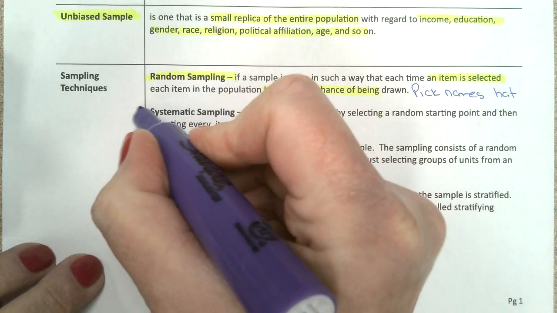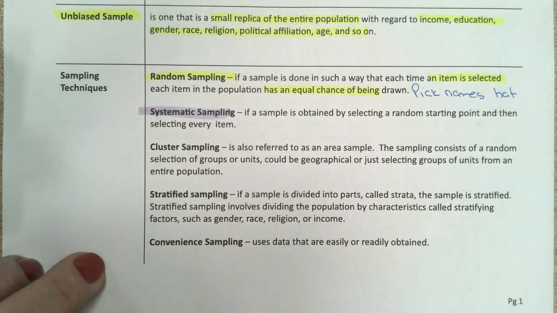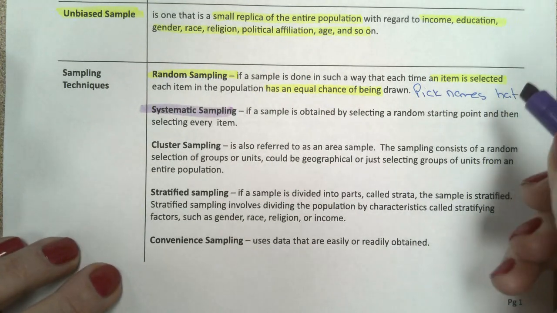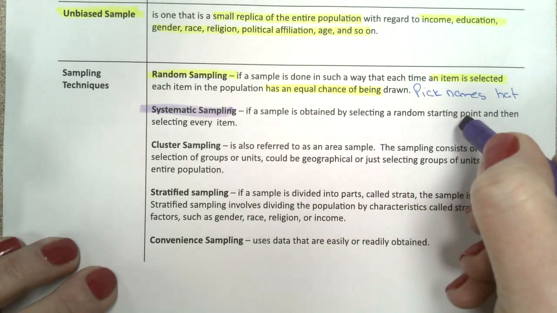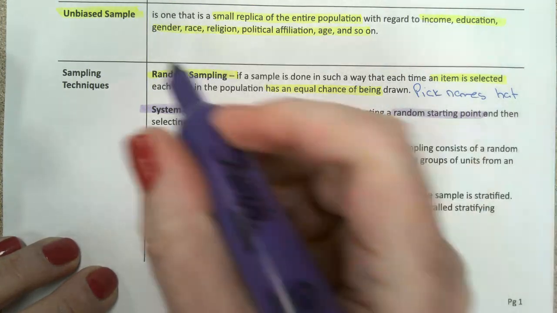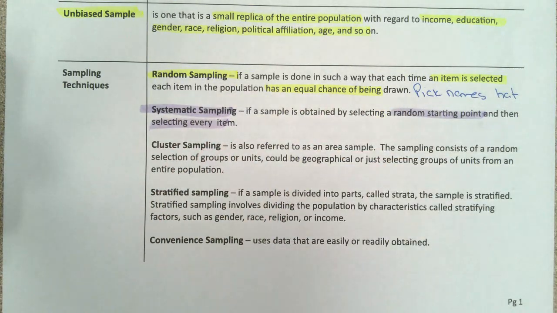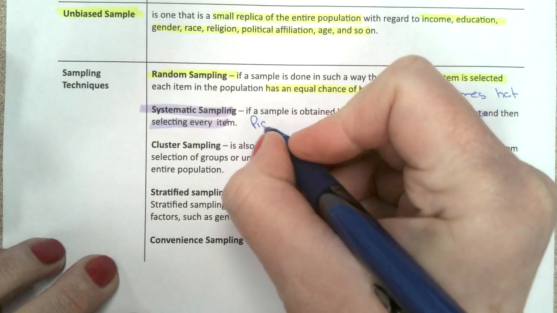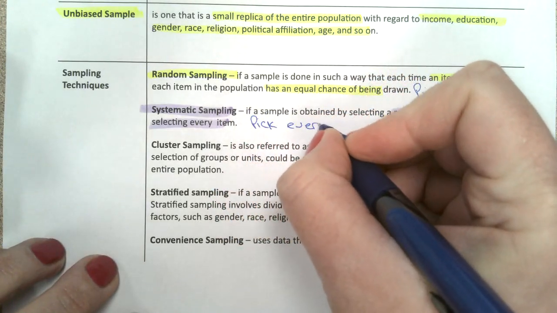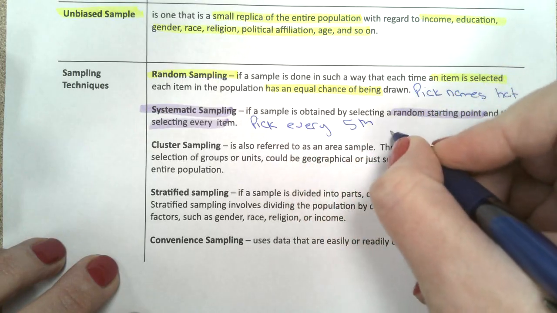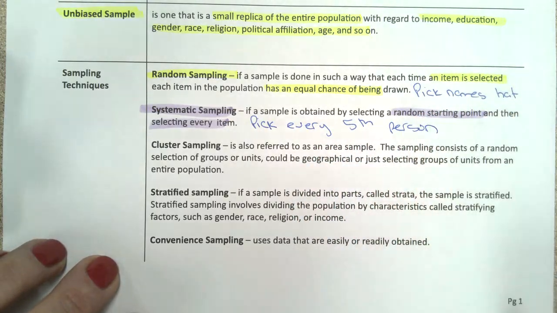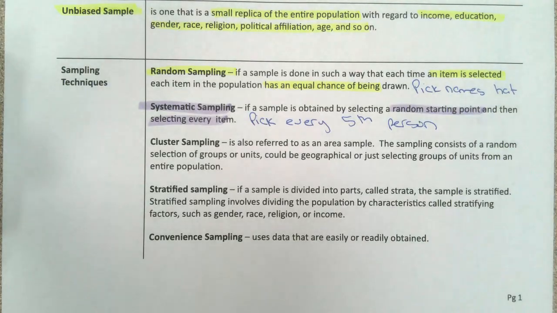The next one is systematic sampling. So we start at a random starting point and then select every nth item. So it would be like I pick every 5th person that walks into my room.